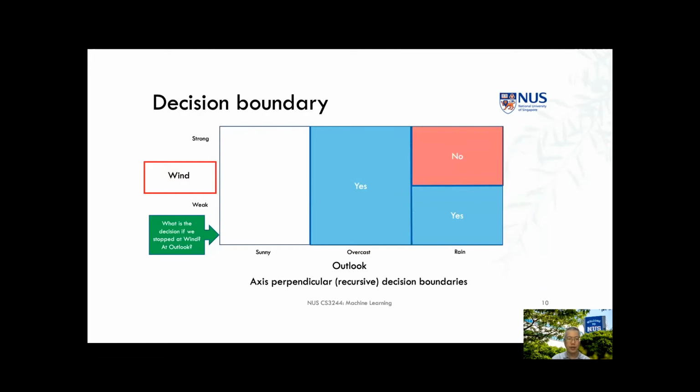For sunny, I don't have a decision based on wind, so it doesn't show on this two axis part. I need a third dimension, maybe a z dimension sticking out of the slide that would be based on humidity. Then I could see that decision boundary. So these are basically axis perpendicular decision boundaries.